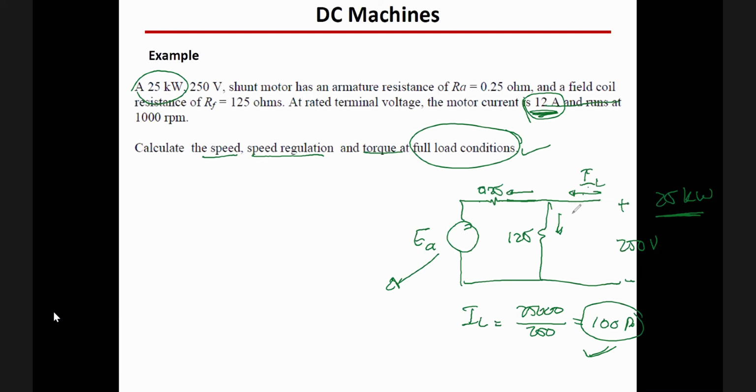What about the current here? So this is 100. What about if we have different power, for example, 250 watt, if we divide by 200 and we get less than 12, should we consider 12 itself? No. You consider whatever I'm asking you to find. I mean in full load condition.